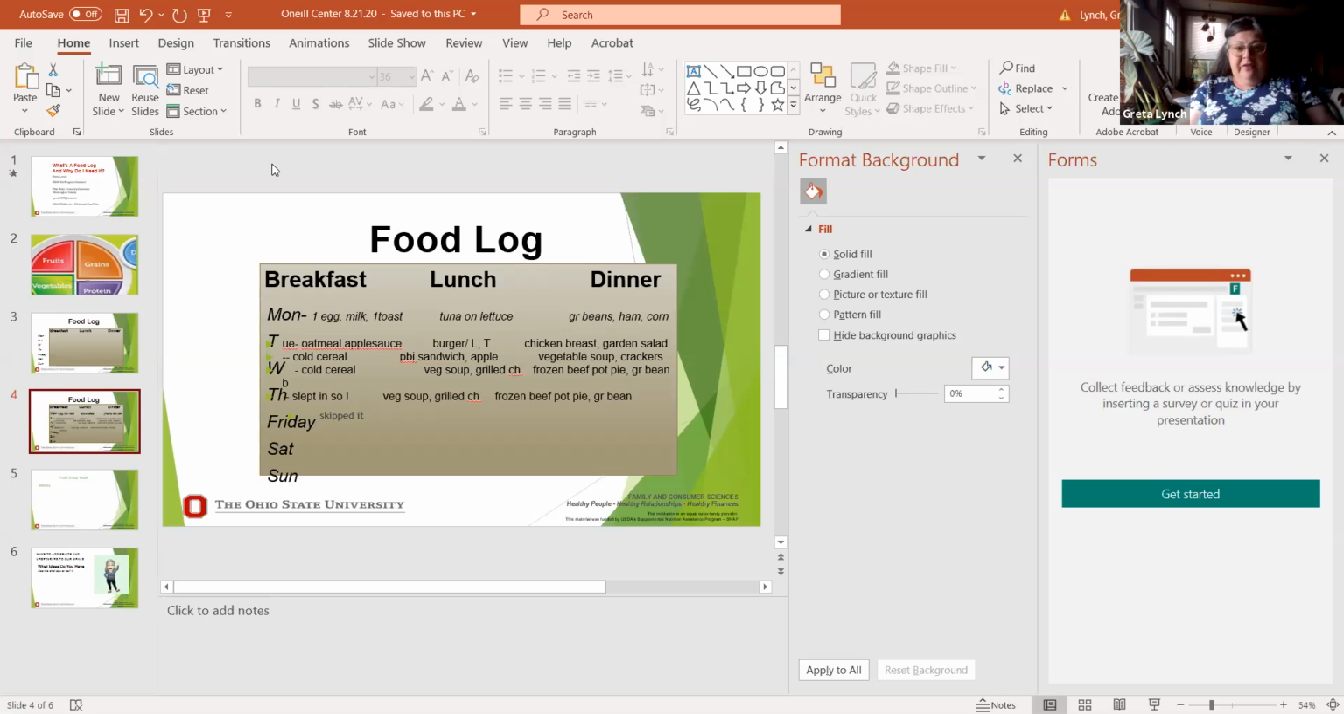Then I had some vegetable soup left over from the night before, and I added a grilled cheese sandwich because, of course, I'm extra hungry since I skipped breakfast. And then for dinner, I decided to pull out a frozen pot pie very quickly, and I added some green beans. So that's as simple an example as I can make it. And again, have fun with it. Make it whatever works for you.